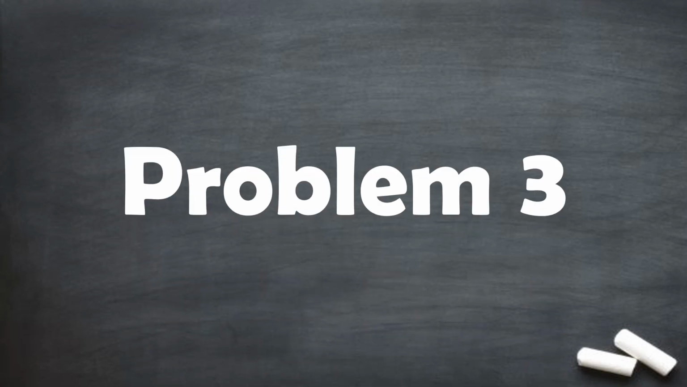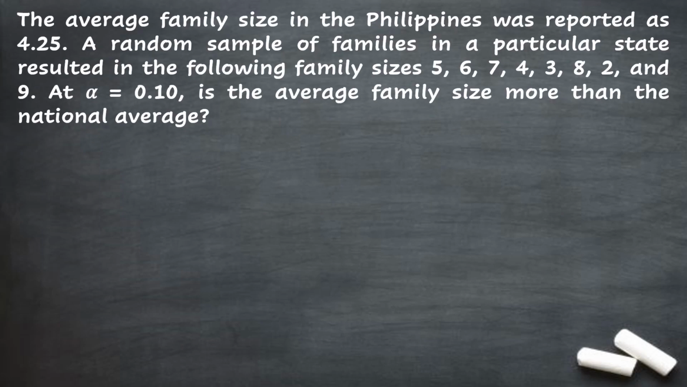Problem number 3. The average family size in the Philippines was reported as 4.25. A random sample of families in a particular state resulted in the following family sizes: 5, 6, 7, 4, 3, 8, 2, and 9. At alpha level equal to 0.10, is the average family size more than the national average?